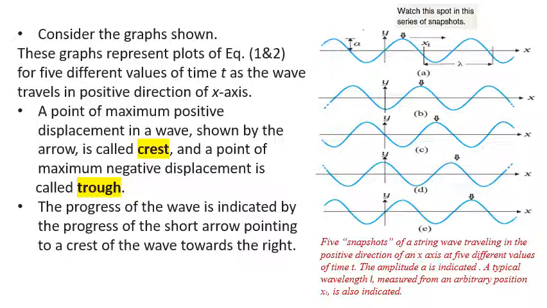These graphs represent plots of equations 1 and 2 for 5 different values of time t as the wave travels in the positive direction of x-axis. A point of maximum positive displacement in a wave, shown by the arrow, is called a crest, and a point of maximum negative displacement is called a trough. The progress of the wave is indicated by the progress of the short arrow pointing to a crest of the wave towards the right.